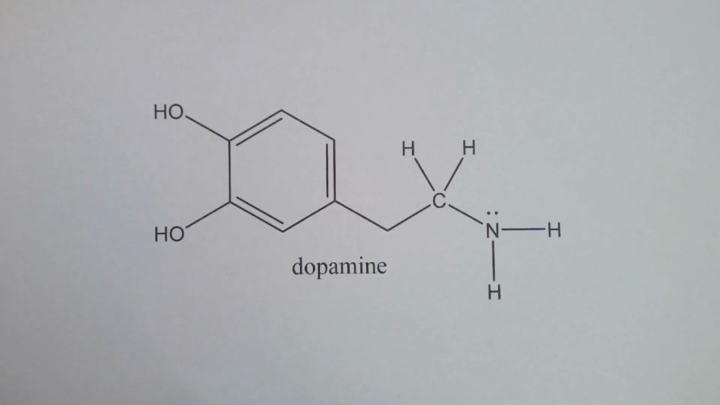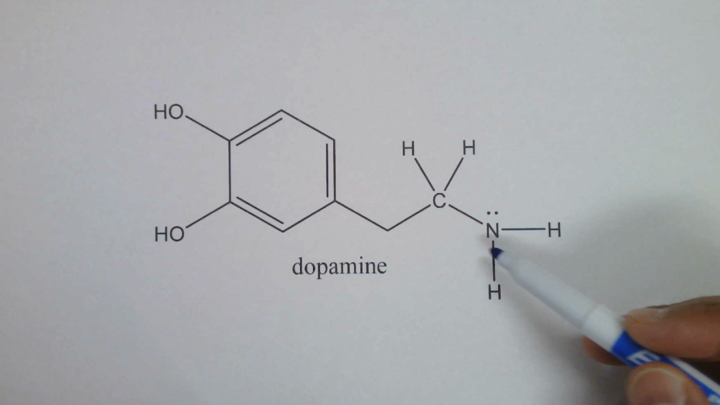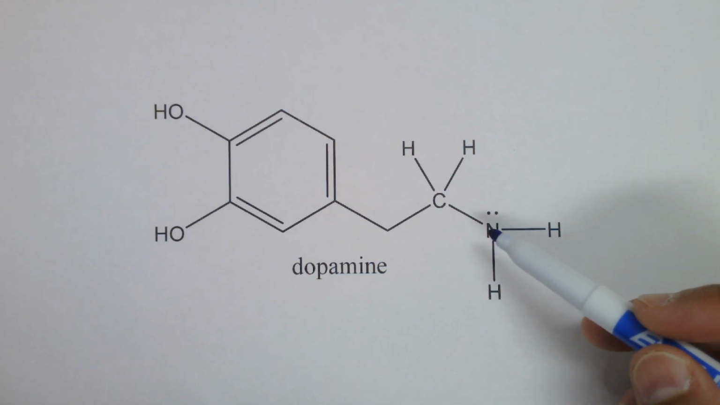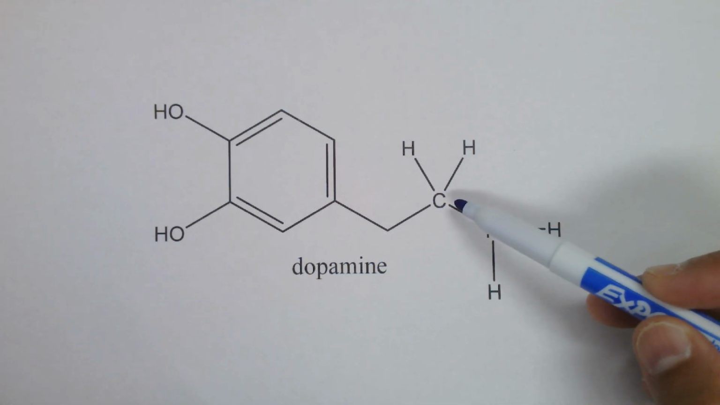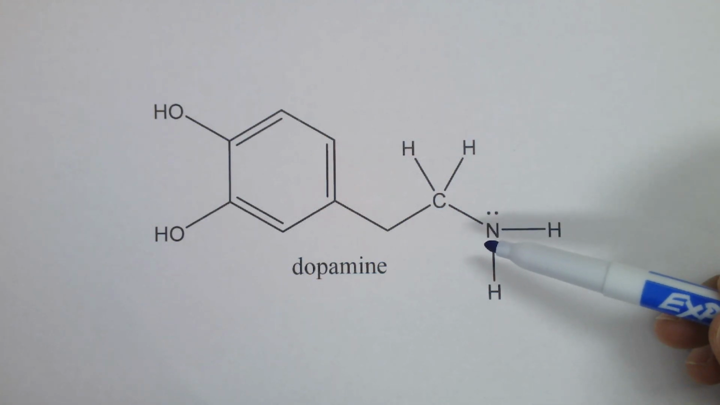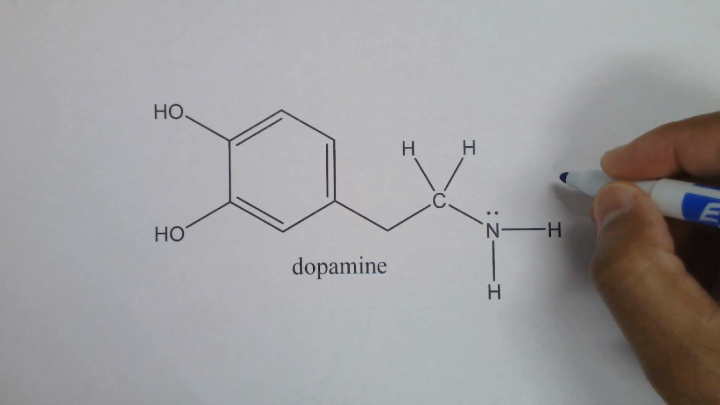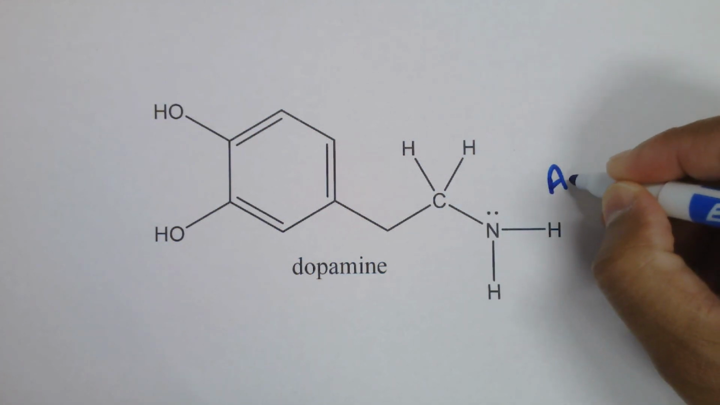Here's the molecule dopamine. I'm showing the line angle structure here, but I also included some of the bonds just so that we can see them here. It's a nitrogen single bonded to other atoms. This nitrogen is bonded to one carbon atom. There is no carbonyl functional group here. There's no CO double bond. And so therefore this is not an amide, but this is an amine functional group.